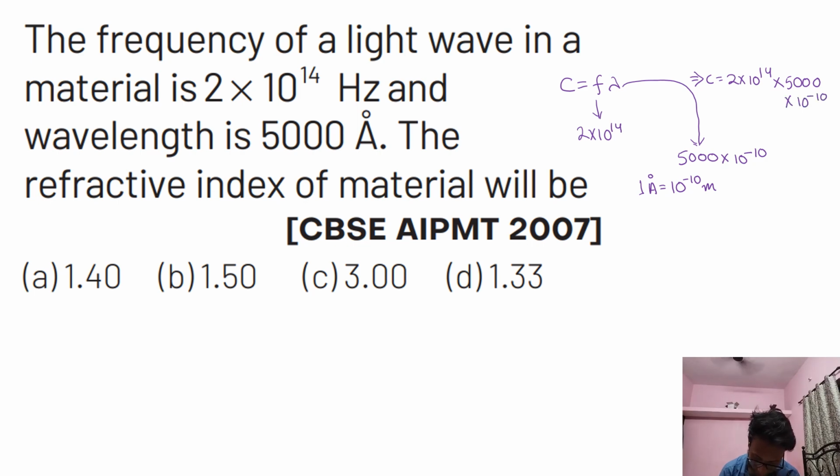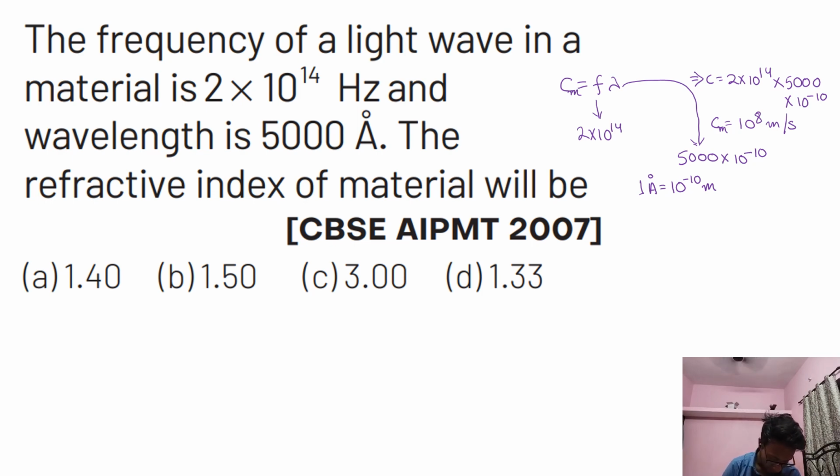So it would be 2 into 10 to the power 4. Or C would be 10. How much would be C? 5 2 is 10, 10 to the power 4, 5 6 7, or 10 to the power 8 meter per second. The speed of light in that medium would be 10 to the power 8 meter per second.